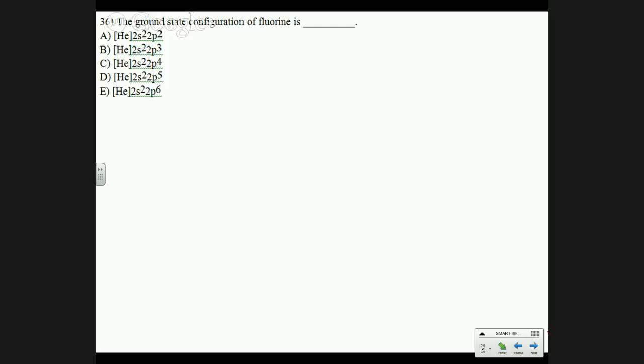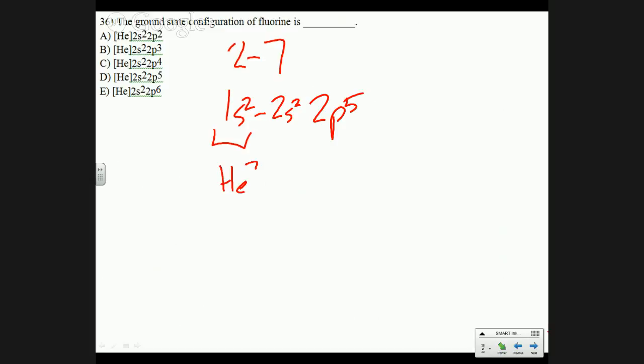Ground state configuration for fluorine is blank. Well, I know it's 2-7. So I know it's 1s2, 2s2, 2p5. And I know that this 1s2 is helium. So helium, 2s2, 2p5, choice D.